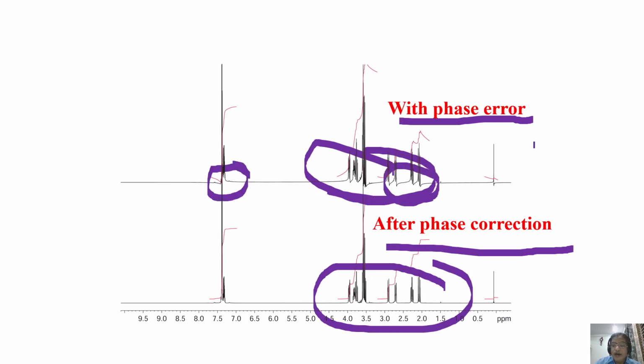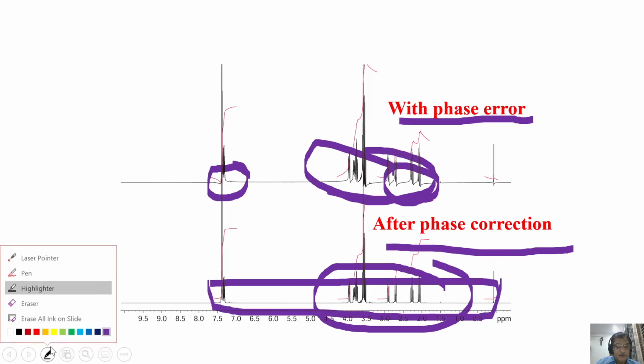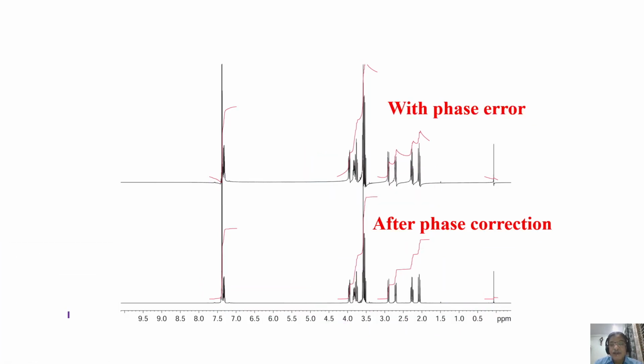Okay. But now, after phase correction, we get a fantastic spectrum like this. Very beautiful spectrum. This is what is called a phase corrected spectrum. Please remember, you should know how to do the phase correction. While processing the data, we can play with the time domain signal in various possible ways.